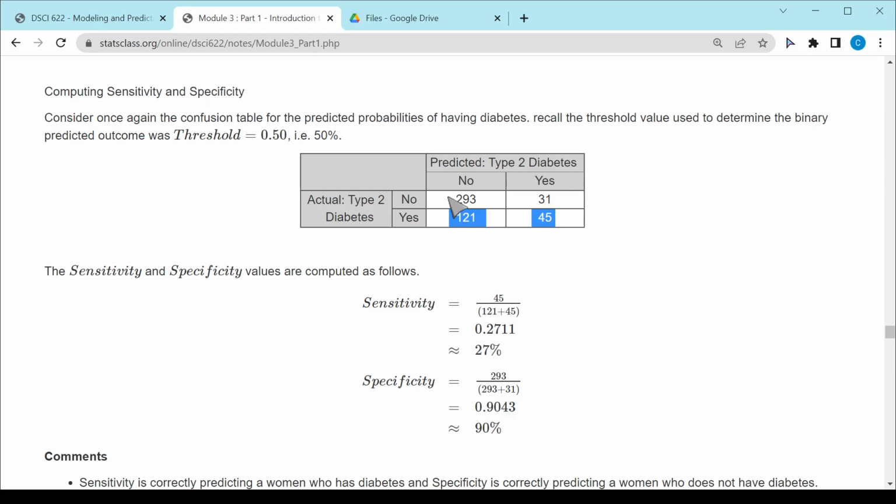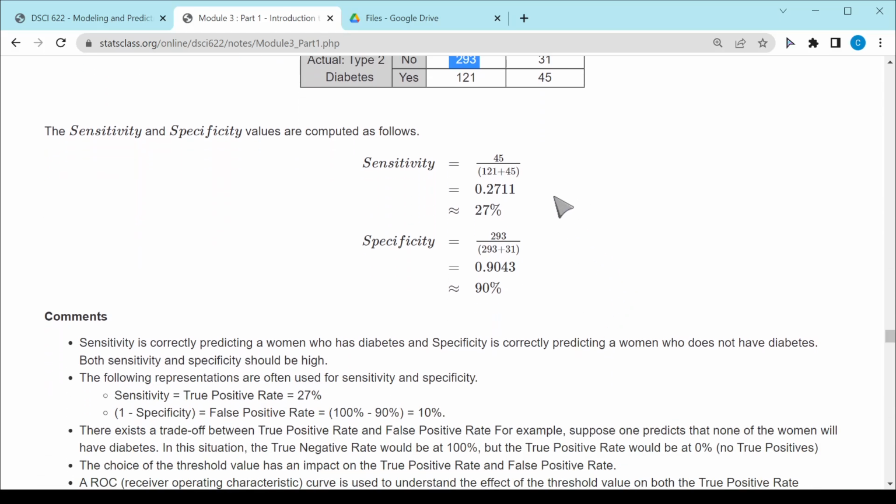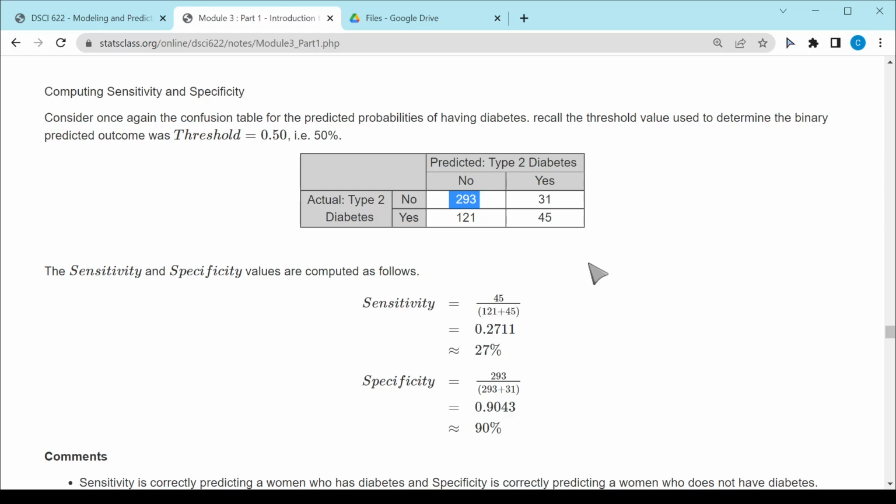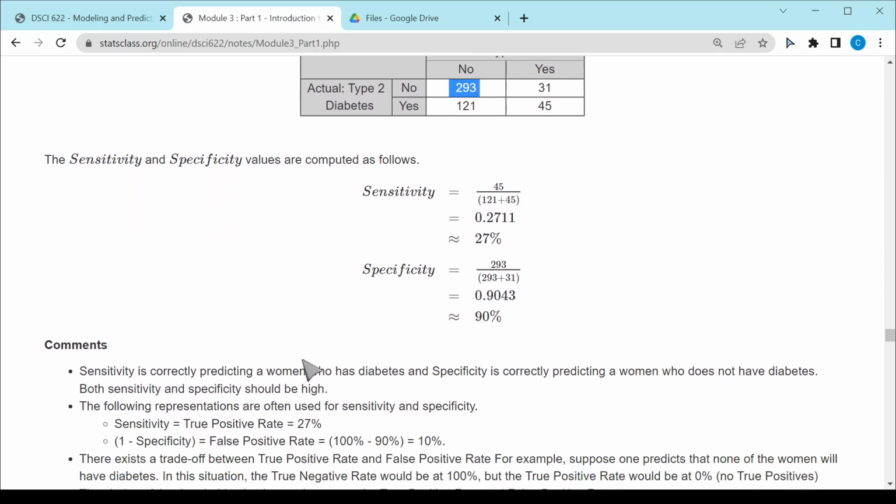How about specificity? Specificity is going to look at this 293 out of the 293 plus 31. So this is, again, of those that do not have diabetes, how many am I going to predict to not have diabetes? That's the 293 divided by the 293 plus 31. That's about 90%. And that's a little bit better. Now, we want these things to be high, right? We want this, this is just the notion of making correct predictions when they do have diabetes and when they don't have diabetes.